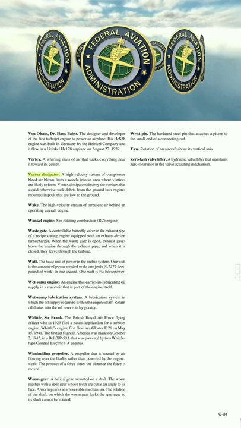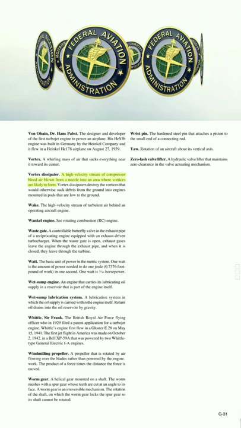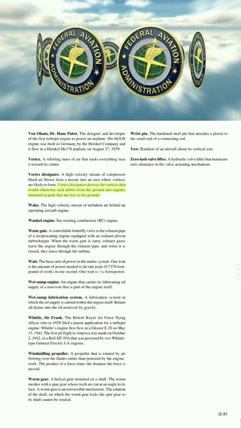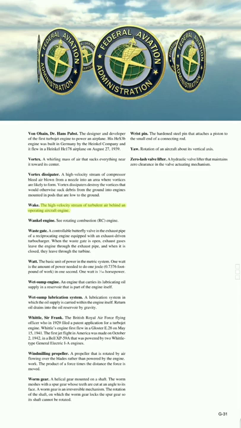Vortex dissipator. A high-velocity stream of compressor bleed air blown from a nozzle into an area where vortices are likely to form. Vortex dissipators destroy the vortices that would otherwise suck debris from the ground into engines mounted in pods that are low to the ground. Wake. The high-velocity stream of turbulent air behind an operating aircraft engine. Wankel engine. Rotating combustion RC engine.